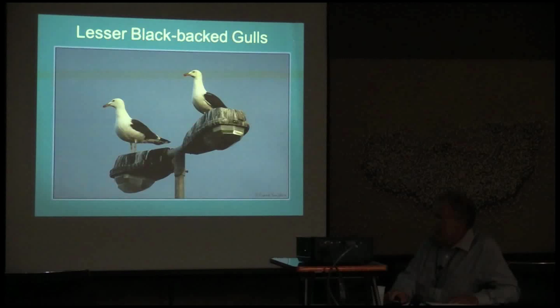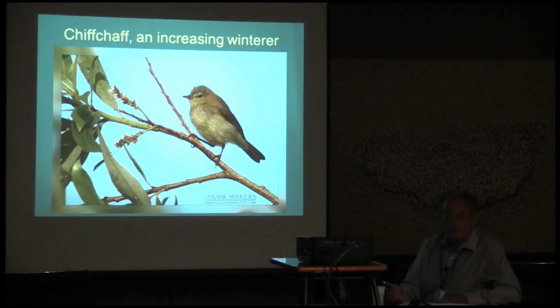These, I'm afraid, are all from Britain. This is a lesser black-backed gull, which breeds with us. And in the 19th century, it was totally migratory. They moved out of Britain completely for the winter, came down to the coasts of Spain and West Africa. But now, most of this population is resident in Britain. They don't move at all, although some birds still come to Spain, mainly the younger ones. Similarly, that's a chiffchaff, a small warbler, which has started wintering in Britain in increasing numbers since the 1950s.